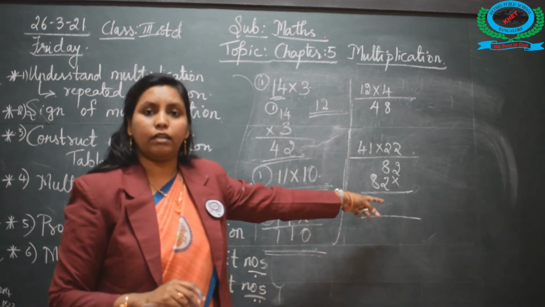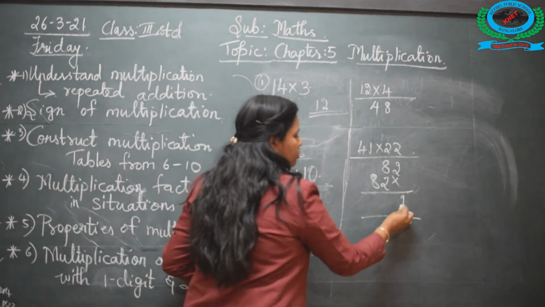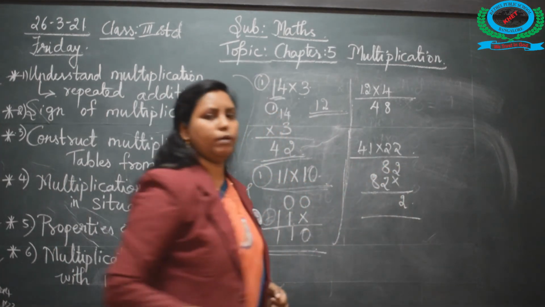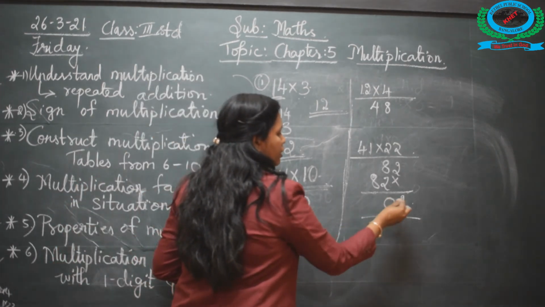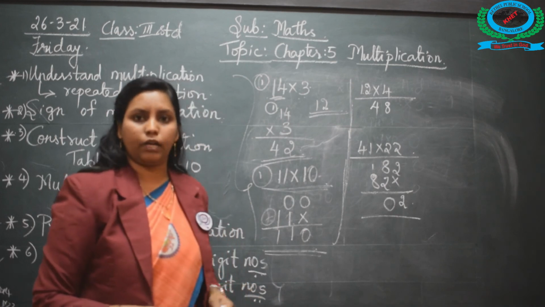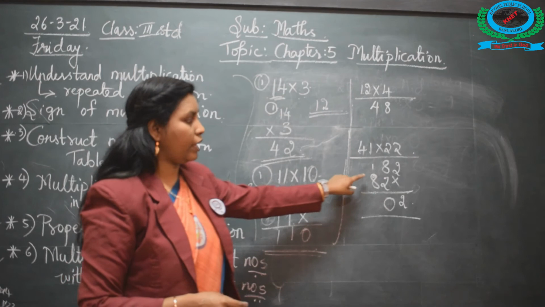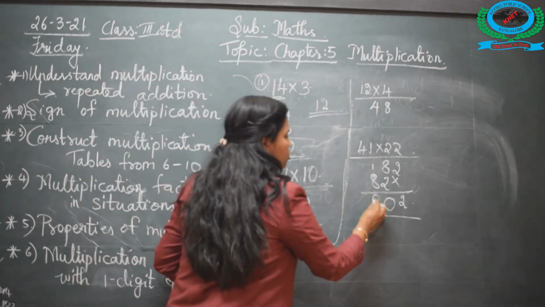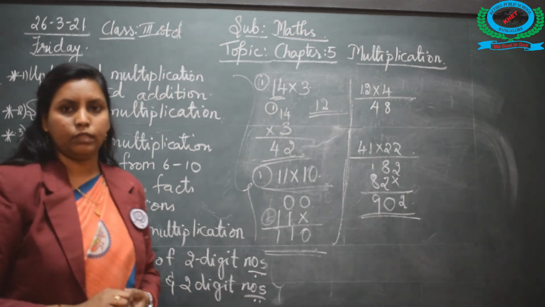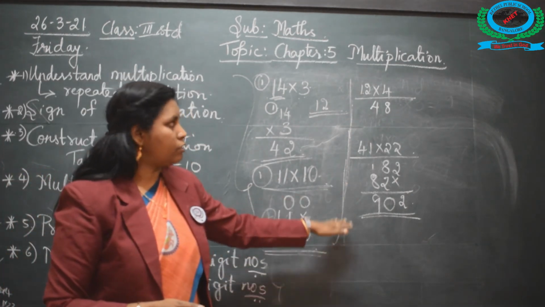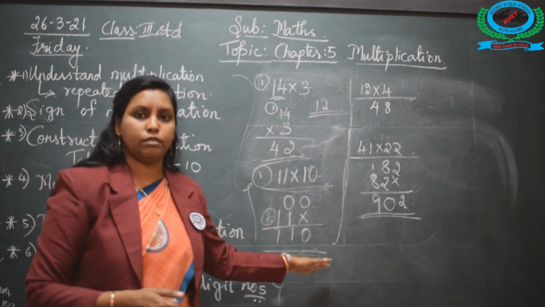Now just add that. The first and second parts you are going to add. So 2 cross 2. 8 plus 2 is how much? After 8, 9, 10. So 0 you will write here and carry 1 here. Now 8 plus 1 is how much children? 8 plus 1 is 9. So your end product is 902. Okay children, so you understood the multiplication of 2-digit numbers with 2-digit numbers.